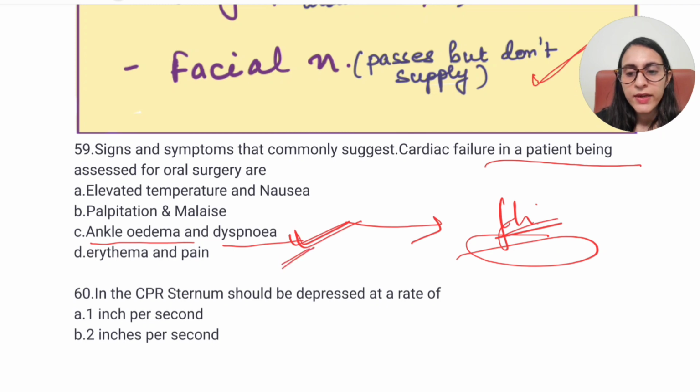Especially the puffy leg swelling, that is edema, is a sign of right heart failure. So it is pitting edema. If you try to press it, it stays at its position. So the answer to this question is ankle edema and dyspnea. Elevated temperature and nausea are not typically specific to cardiac failure. Palpitation and malaise can be associated with various conditions that are related to the heart, but they are not specifically an indicator of heart failure or cardiac failure. Then erythema and pain. Erythema is the redness of the skin, and pain are not typically signs of cardiac failure.